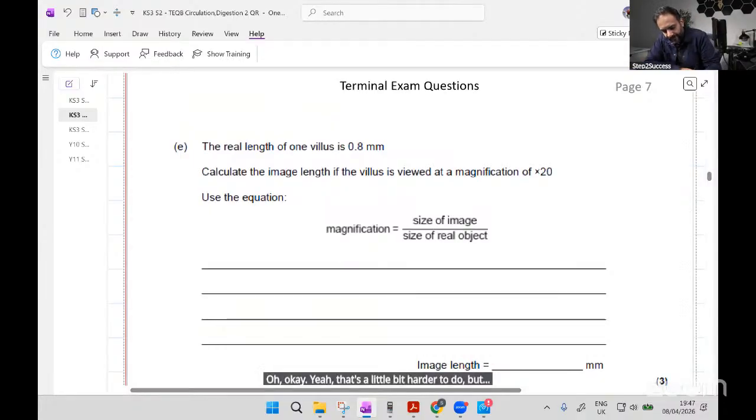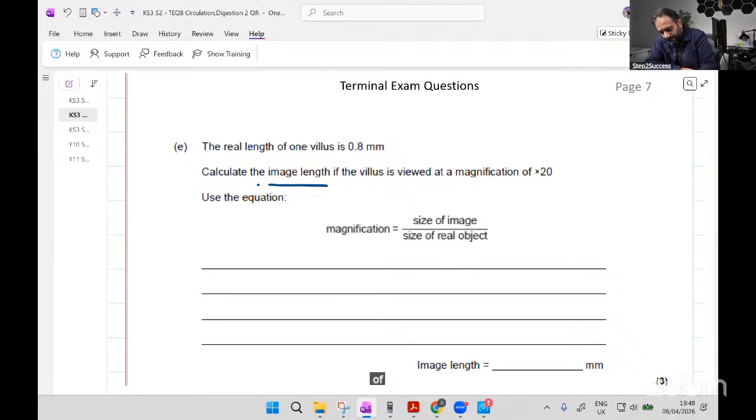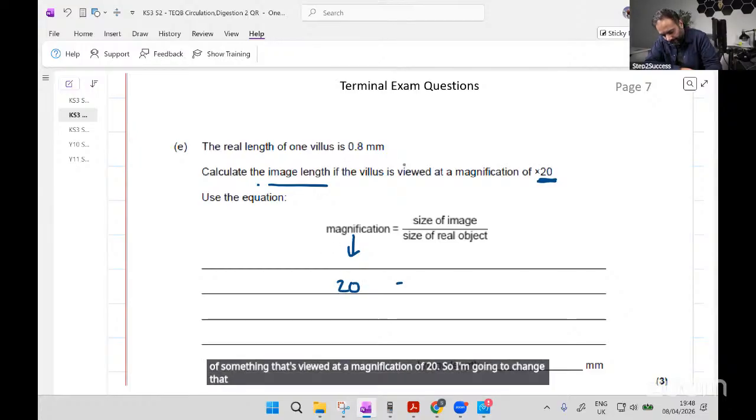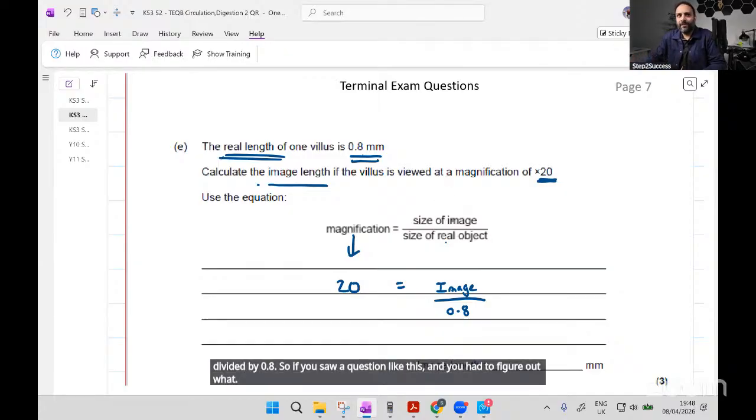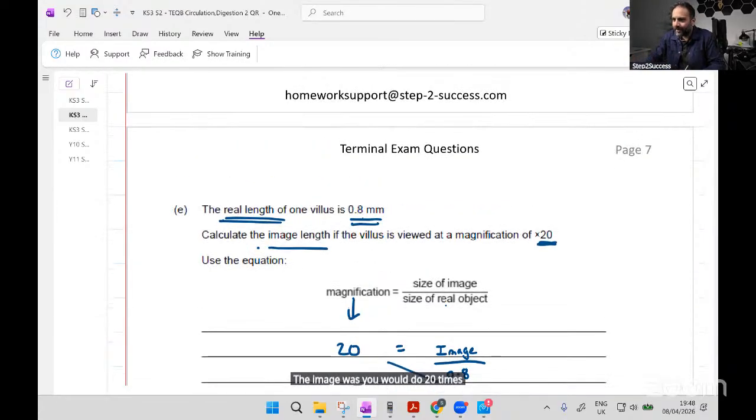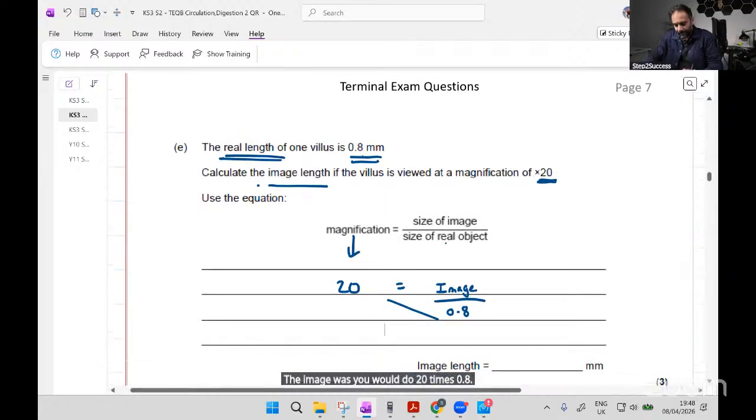Well, it says calculate the image length, which is there, of something that's viewed at a magnification of 20. So I'm going to change that, put 20 there. The real object, it says, is 0.8. Well, that's real, 0.8. So it's image divided by 0.8. So if you saw a question like this and you had to figure out what the image was, you would do 20 times 0.8. That's all you would do, 20 times 0.8. And you work out what that is.